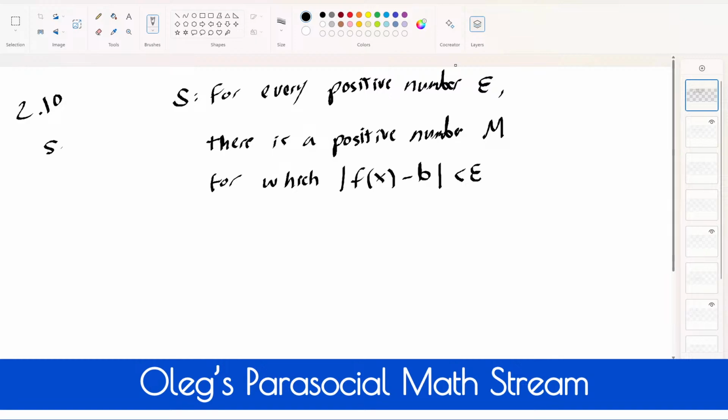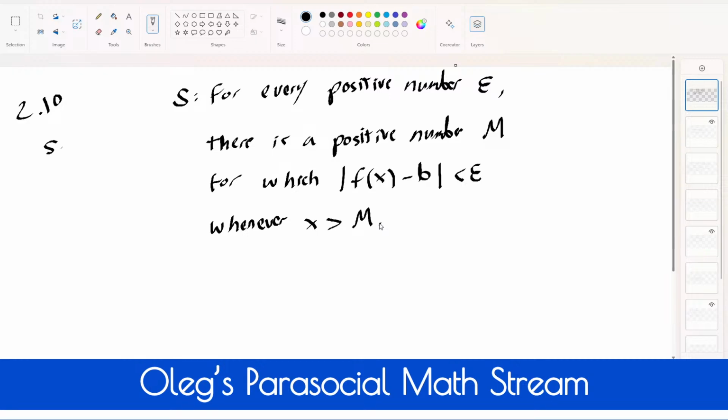All right. Okay, and here, for every positive number epsilon, there is a positive number m, for which the absolute value of f of x minus b is less than epsilon whenever x is greater than m. Okay.